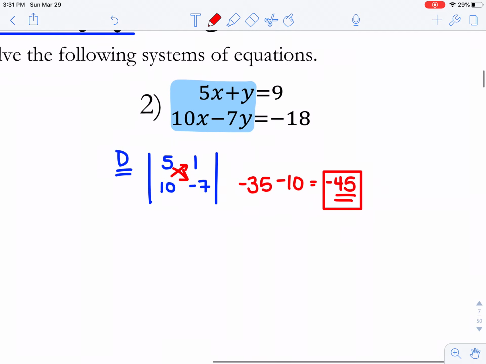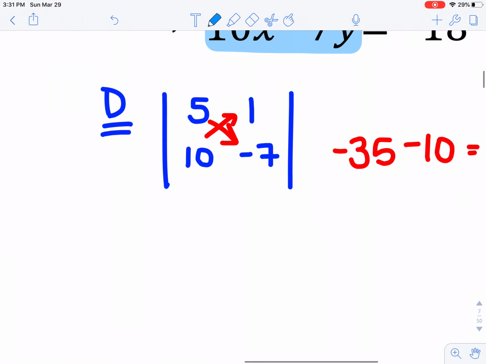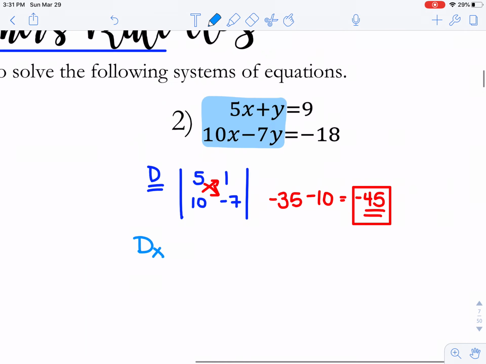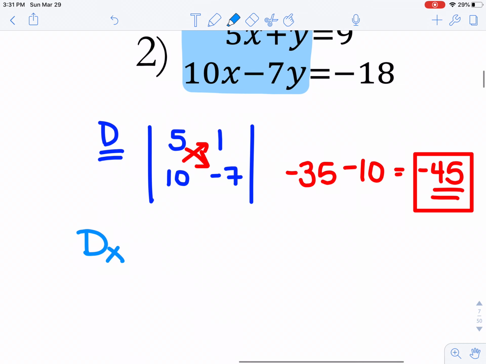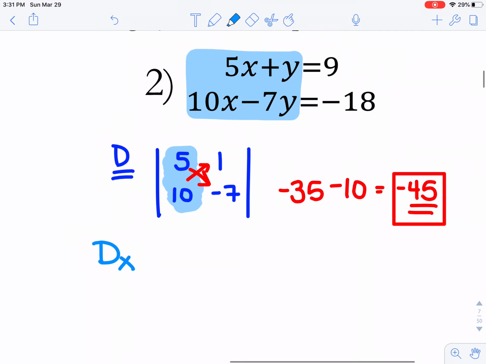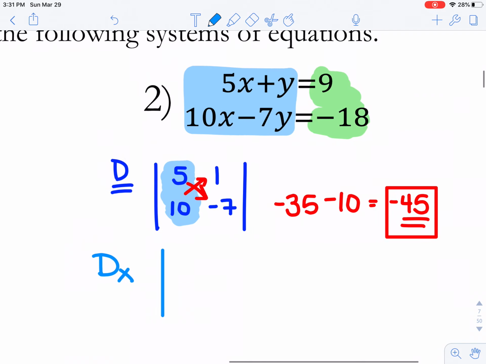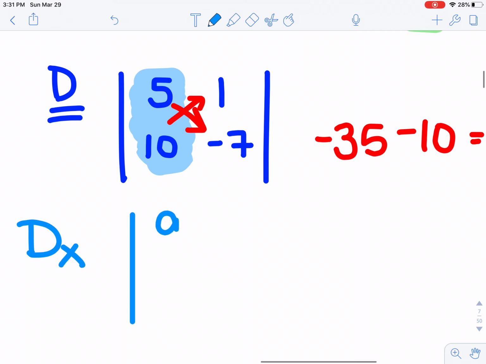So the next thing we want to find is called dx or D sub x. What we are going to do is rewrite a determinant, but we are going to replace the x column with what we call the solution column. Okay, so that's going to look like this. Instead of 5 and 10 going down, we're going to replace with the solutions, 9 and -18, and then the y column stays the same.